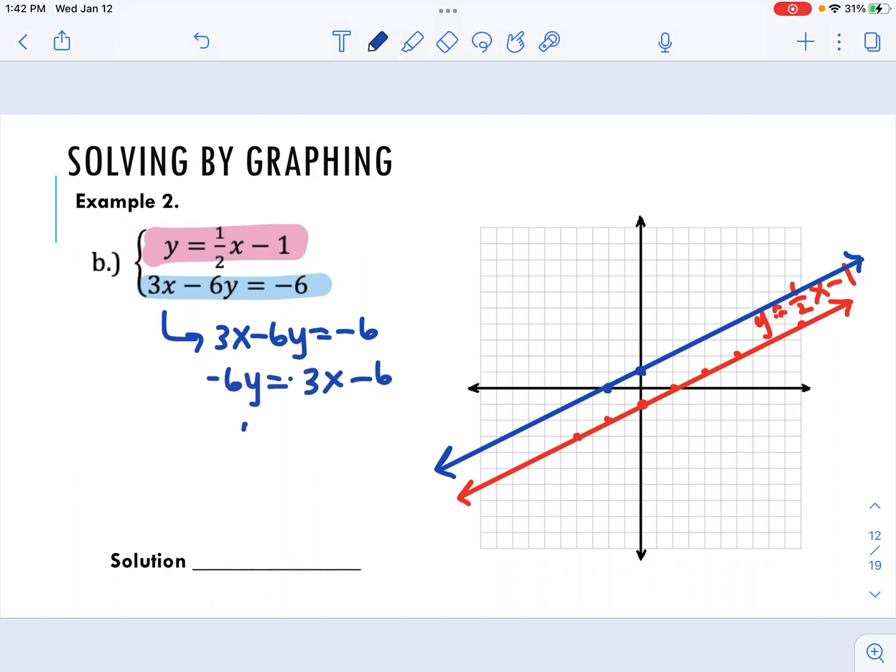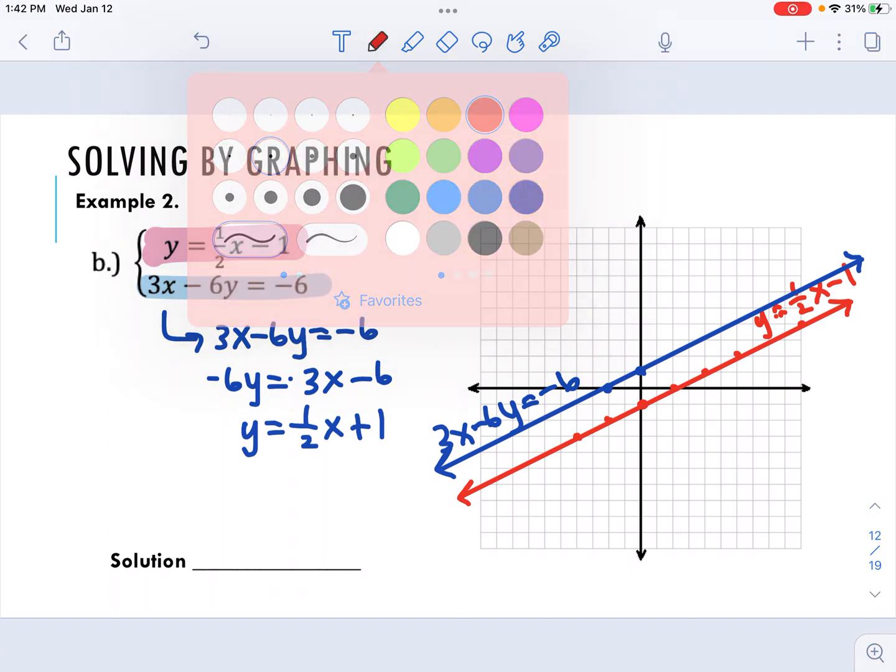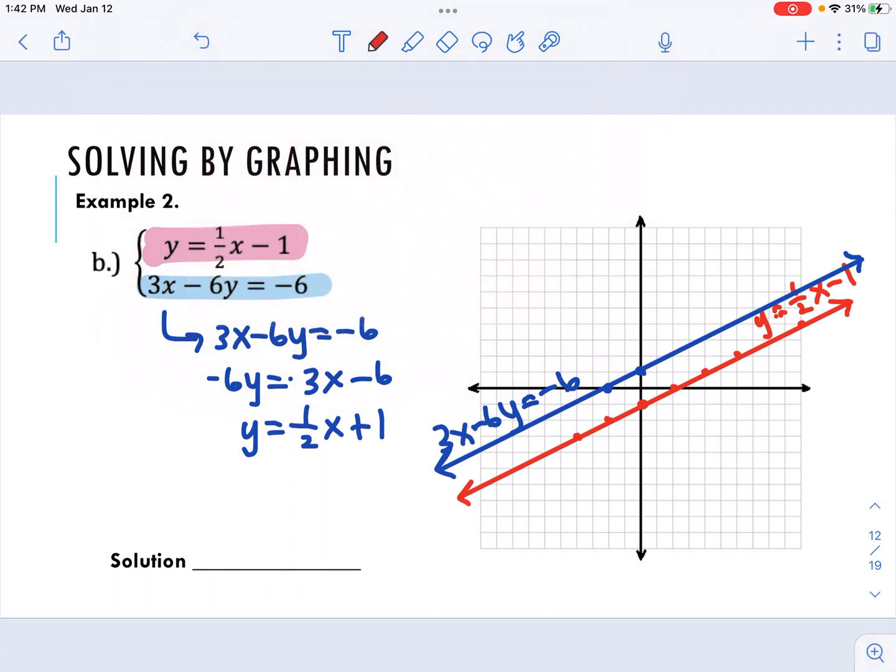If I were to put this in slope-intercept form, I do notice that that slope is in fact 1/2. So we know we plotted this correctly. I'm actually going to label this blue line 3x minus 6y equals negative 6. So what do we know about lines that are parallel? Well, we know that they'll never intersect. Since they'll never intersect, we're going to call this no solution. All right?